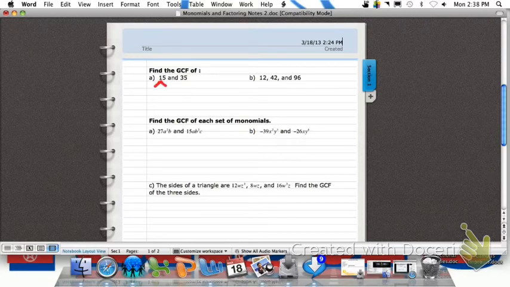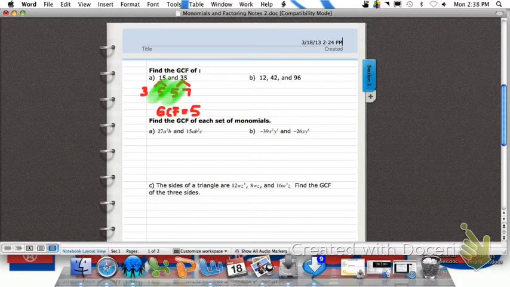So the first one, what do they have in common? Well, the factors of 15 are 3 and 5. We know that. Factors of 35 are 5 and 7. So now we have to figure out, what do they have in common? Well, they both have a 5 in common. So the GCF then would be the greatest common, meaning what they have the same, the greatest common factor is 5. Again, we want to kind of do this mentally.